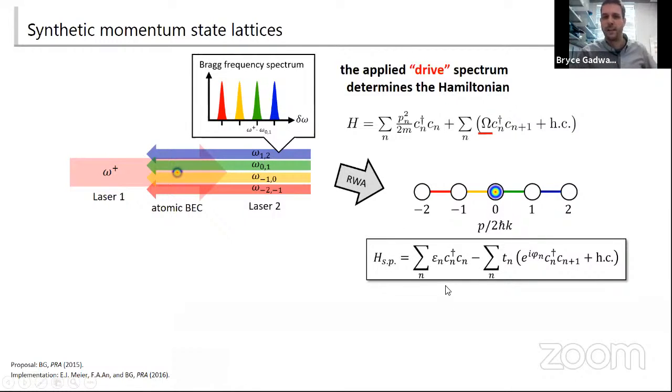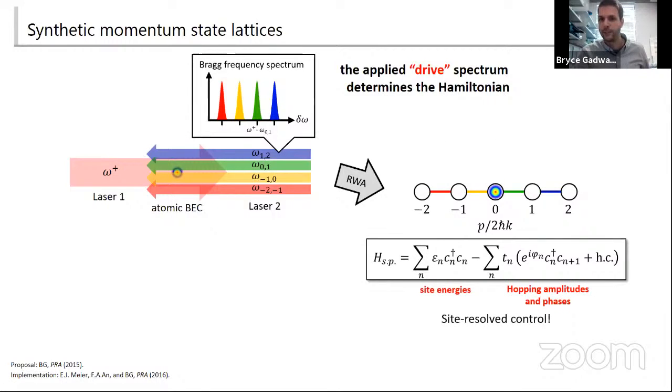And it's pretty intuitive that if all of these drive strengths are much weaker than the separation of these peaks, you get something that looks like an effective tight binding model where population can hop between the different states. And each hopping term is controlled by its respective Bragg transition and the field that matches that criterion. And so one can control the site energies through detunings of these peaks, and one can control the hopping terms and their phases through the amplitudes and phases of these peaks. And that's basically it. And then you can either turn this on and get dynamics, or do some more adiabatic approaches to try to prepare dressed states of the system.